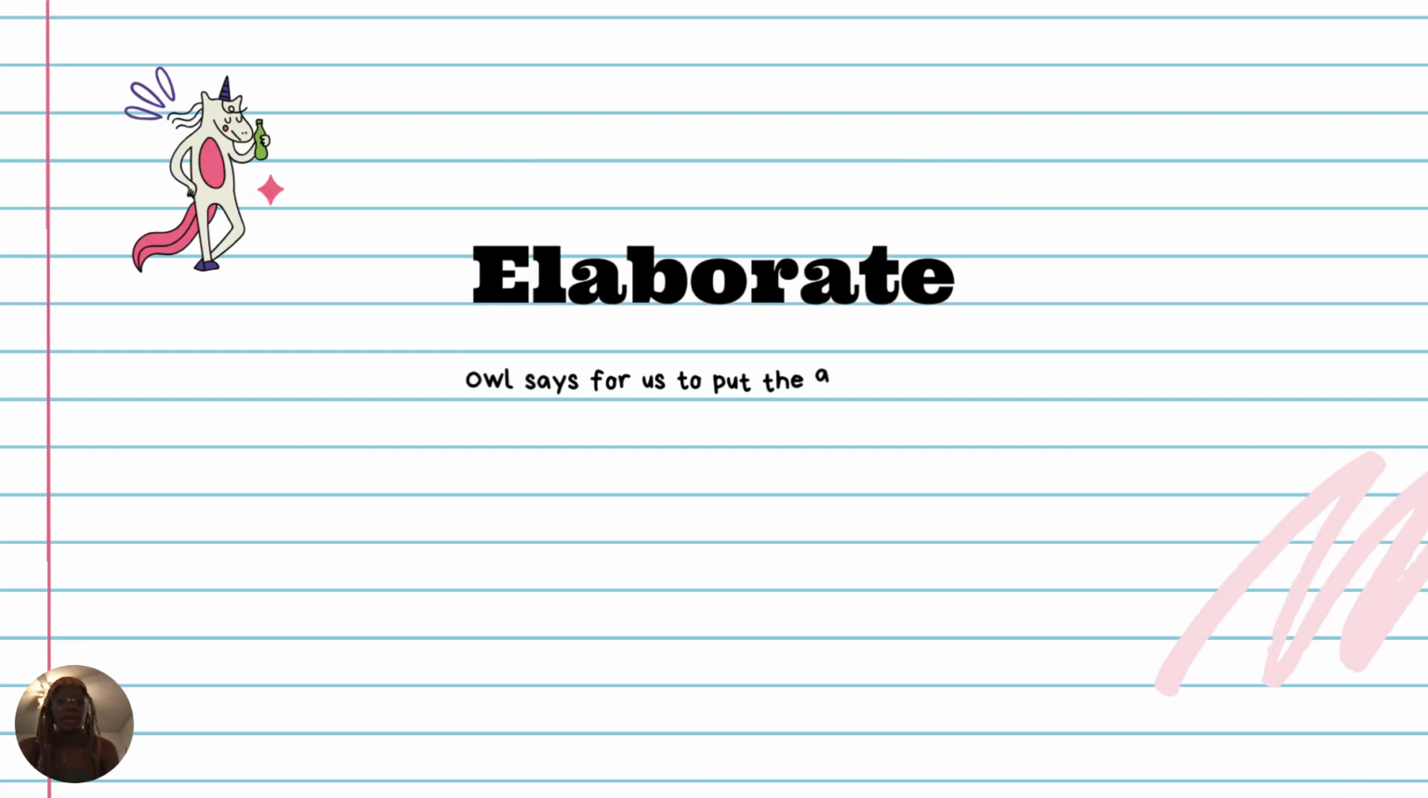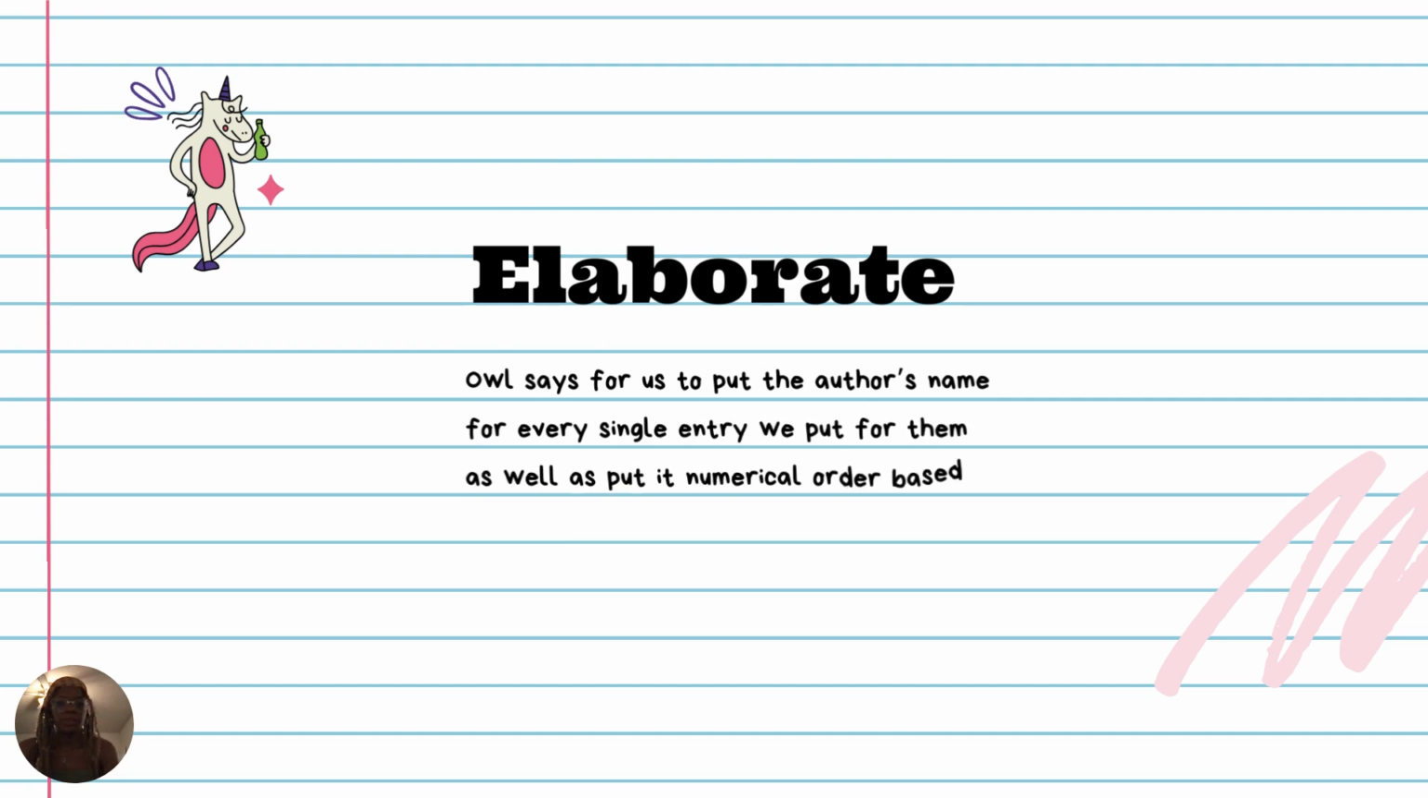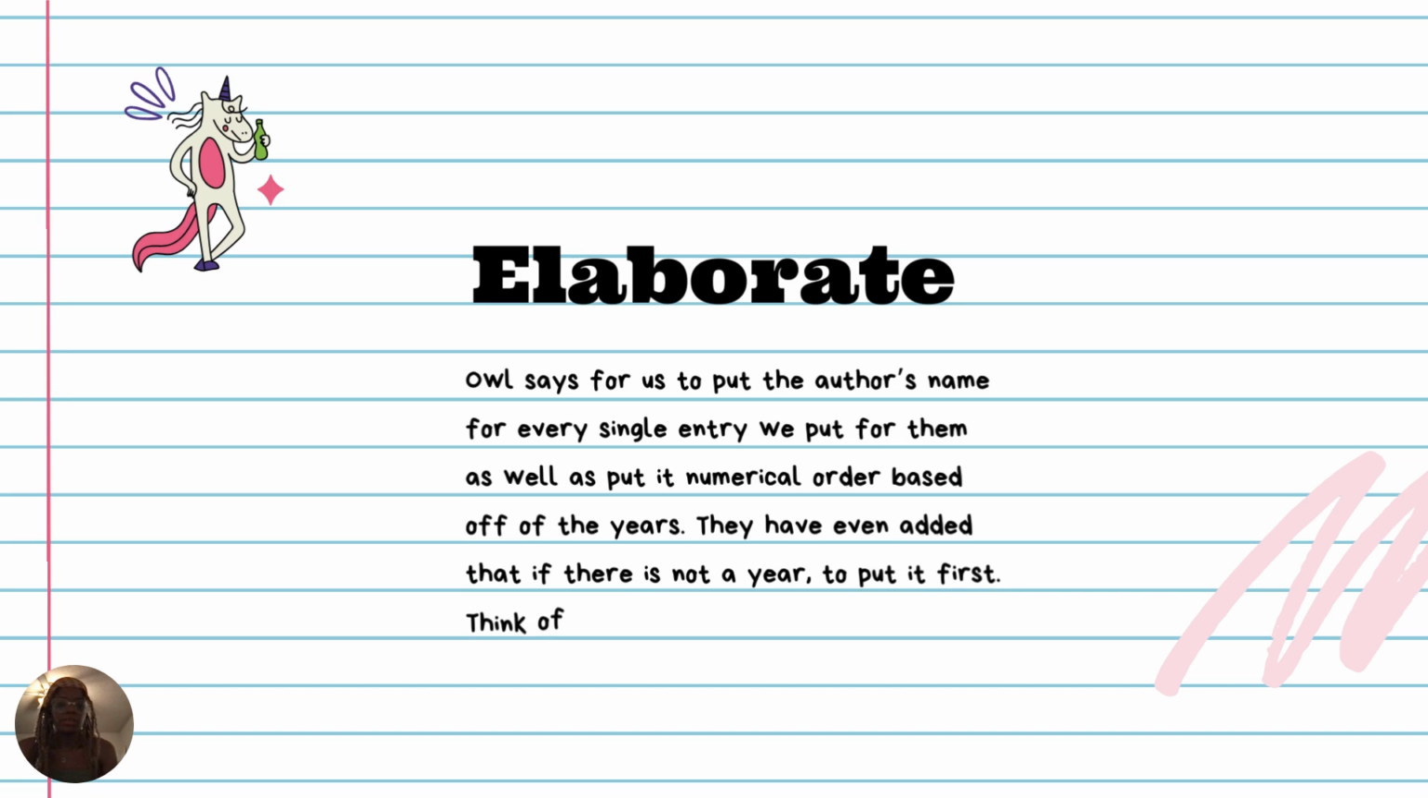To further elaborate, OWL says for us to put the author's name for every single entry we put for them, as well as put them in numerical order based off the years. They have even added that if there's not a year, to put it first. Think of n.d., no date, kind of like the number 0. Zero always goes first in ascending order.